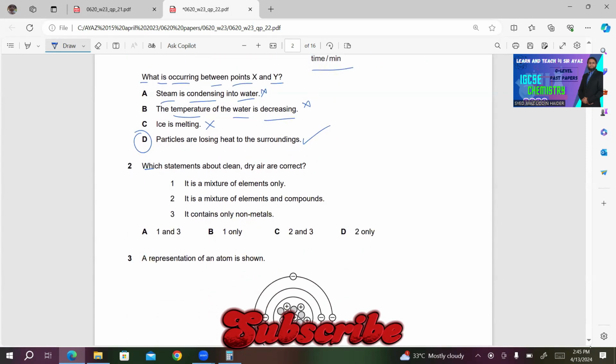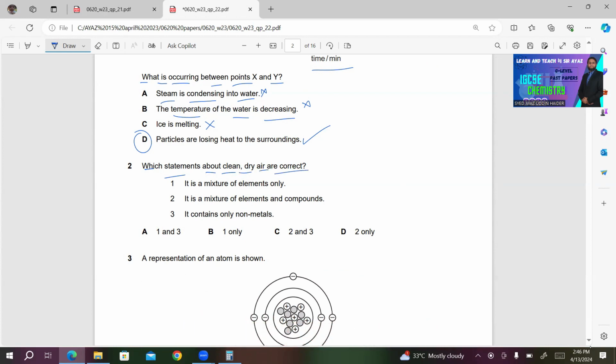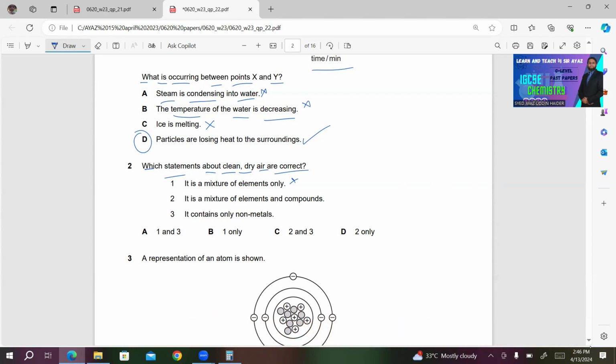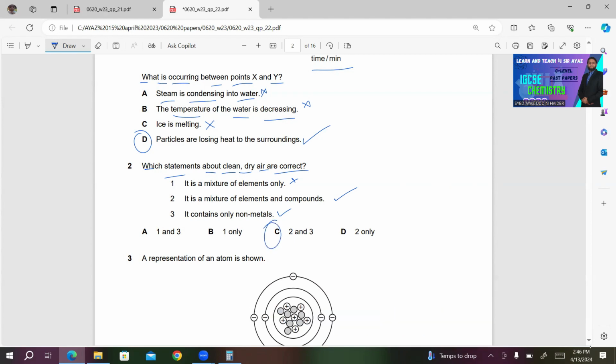Question number 2. Which statements about clean, dry air are correct? Number 1, it's a mixture of elements only. It's not a mixture of elements only. It must contain compounds because it contains water, which is a compound. Carbon dioxide is also a compound. So this statement is incorrect. Number 2, it is a mixture of elements and compounds. This statement is correct. 3, it contains only non-metals. This is also correct because it does not contain any metals in it. So C must be the right answer for this question.